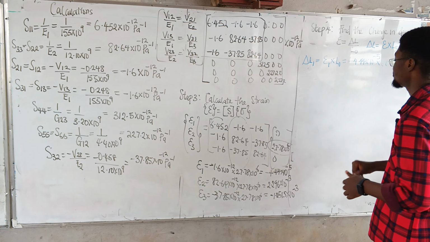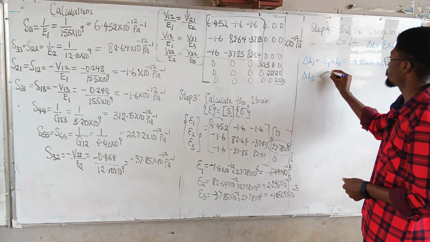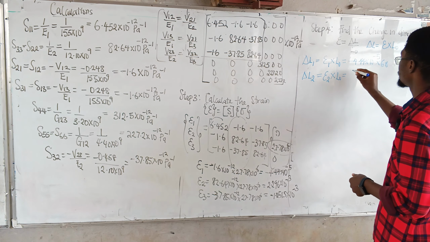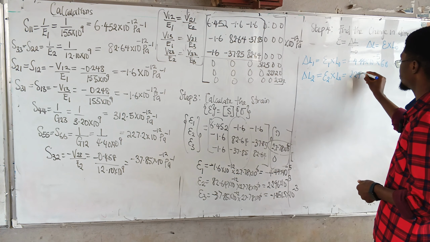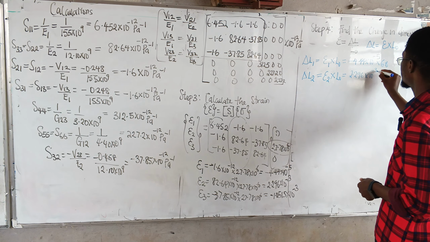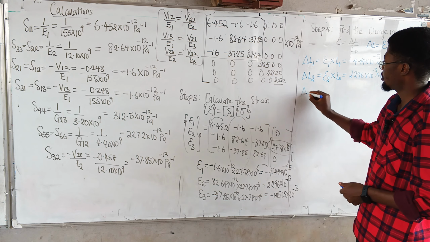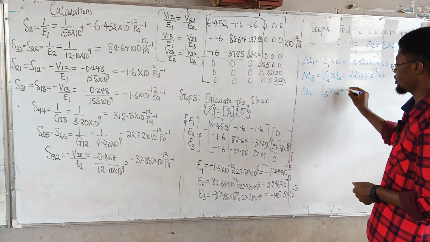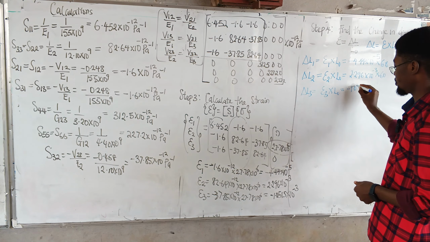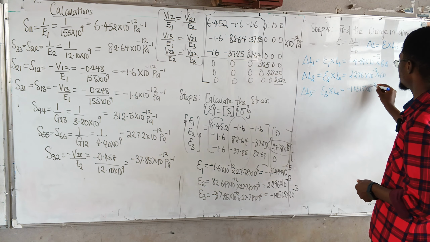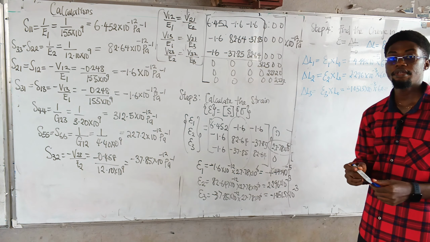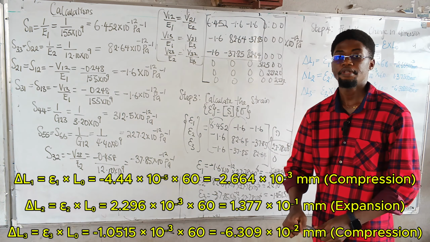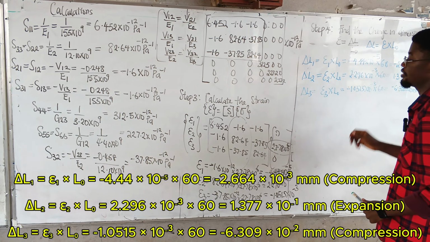So times 60. For the second one, change in L2 is what? Epsilon 2 times original length. That is 2.296 times 10 raised to power minus 3 times 60. And finally, change in L3 is epsilon 3 times original length, which is equal to minus 1.0515 times 10 raised to power minus 3 times 60. So when you do them correctly, these are the values you have.